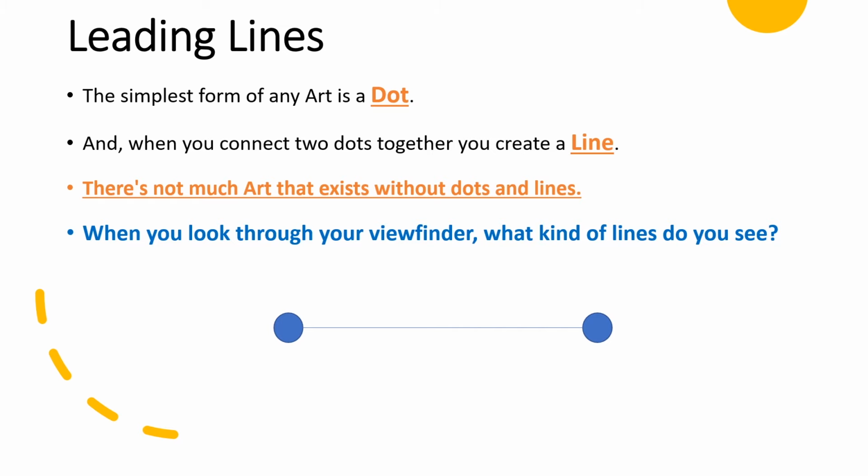Alright, so first up on the list is leading lines. The simplest form of any art is a dot. And when you connect two dots together, you create a line. So there's not much artwork out there that doesn't exist without dots and lines. As you look through your viewfinder when you're taking photos, what kind of lines do you see?